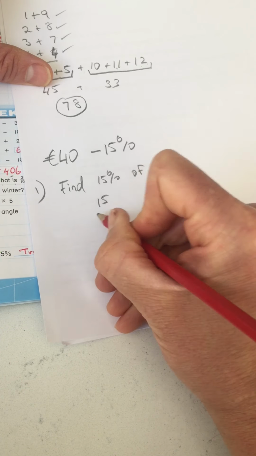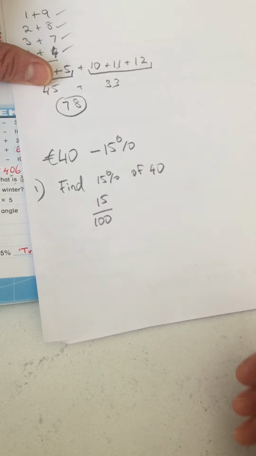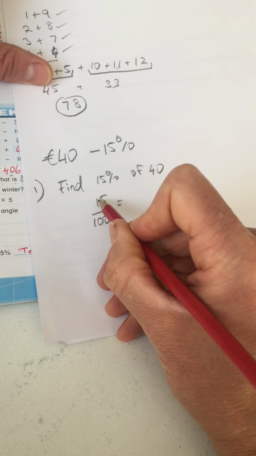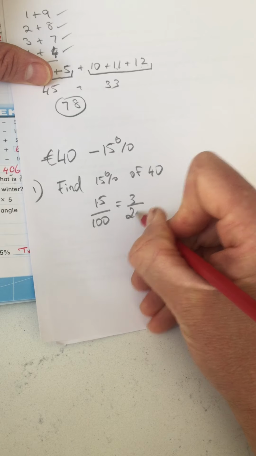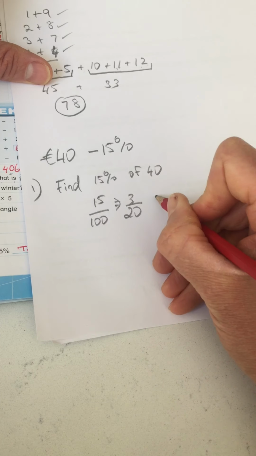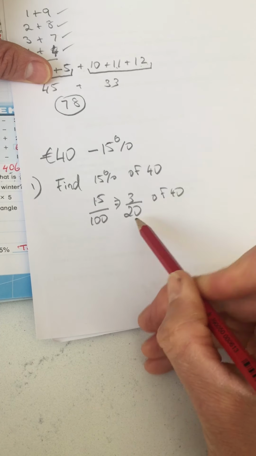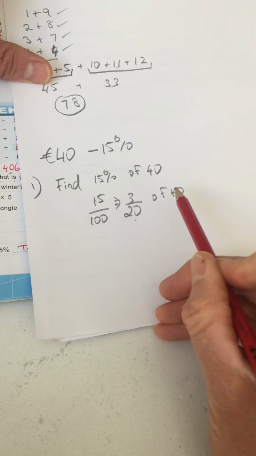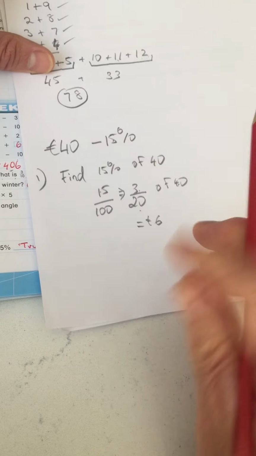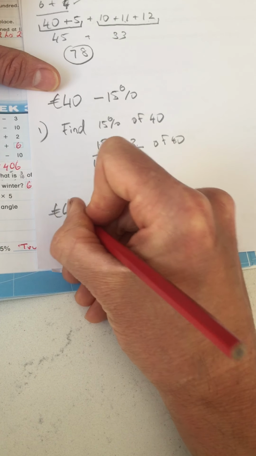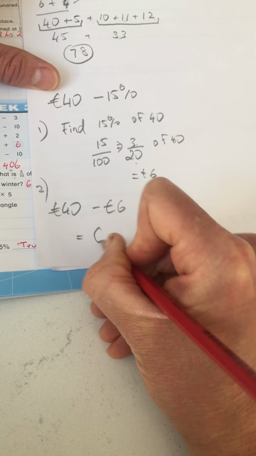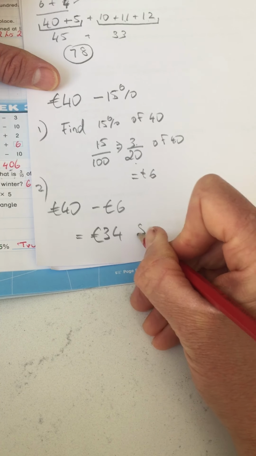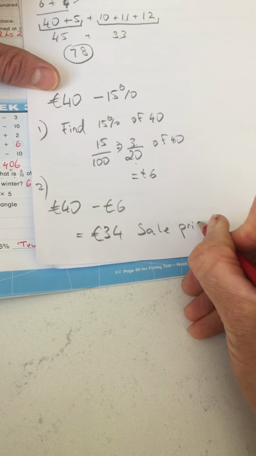15%, as we know, is 15 over 100. We can simplify that fraction by dividing the top by 5 and the bottom by 5, which is 3 over 20. So we're finding 3 over 20 of 40. 20 into 40 goes in twice, multiplied by 3 is 6. So we're reducing the item by €6. So it's €40, take away €6. This is the second part, which leaves us with the new sale price of €34.